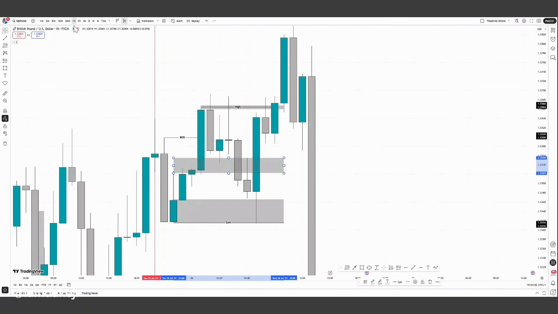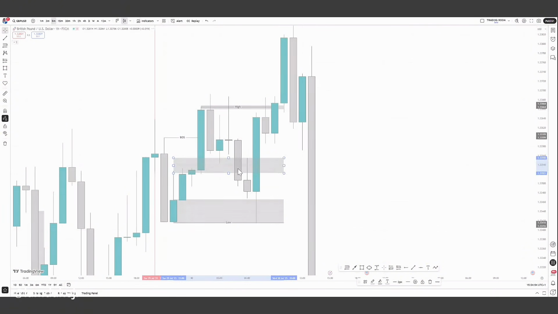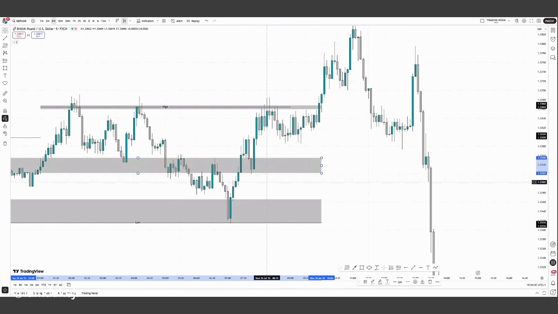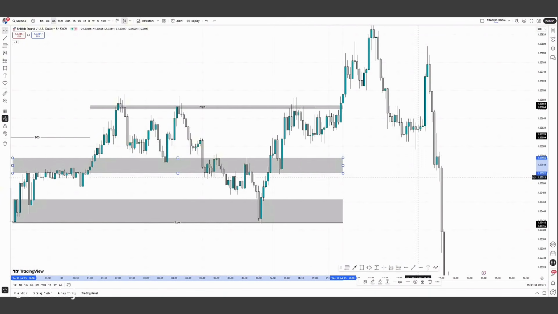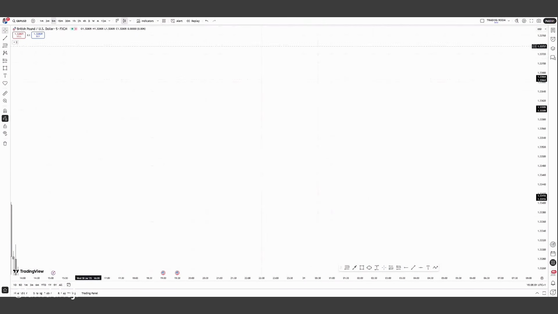So we'll scale down to the 5 minutes time frame. The 5 minutes time frame would be the time frame where you're looking for entries. Now, the key thing you're looking for, let me just draw this out here so it's easy for you to identify when you're on your chart.